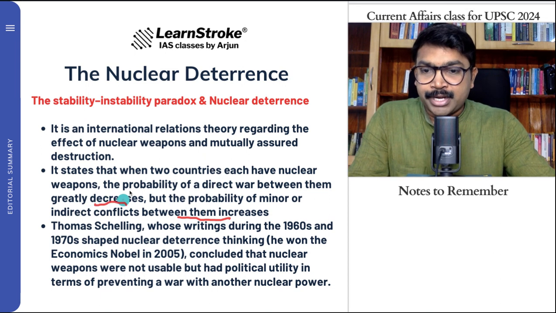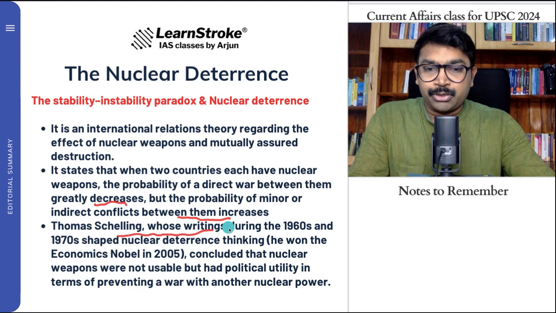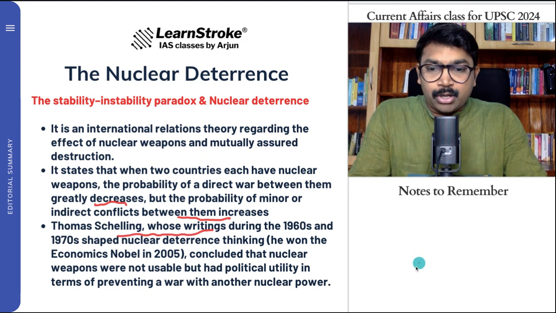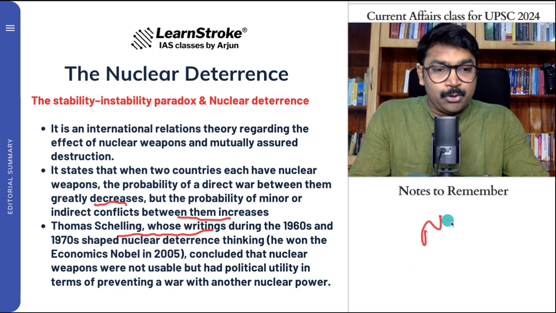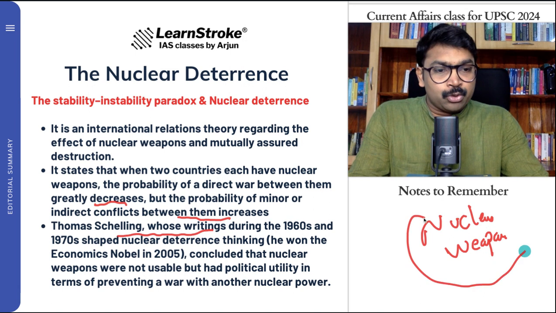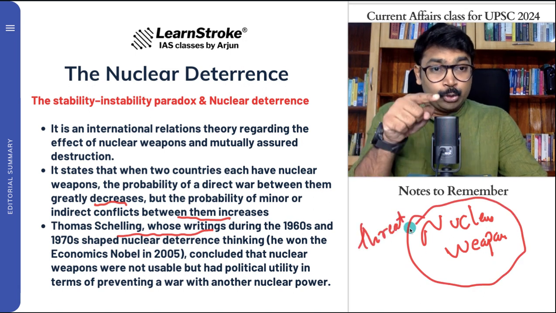And also check it out. This was actually popularized by Thomas Schelling, whose writings during the 1960s shaped this. He also said that nuclear weapons were not usable. When you say nuclear weapons here, many of the countries do not use these nuclear weapons, but they use this threat. They use this threat that I will use nuclear power.